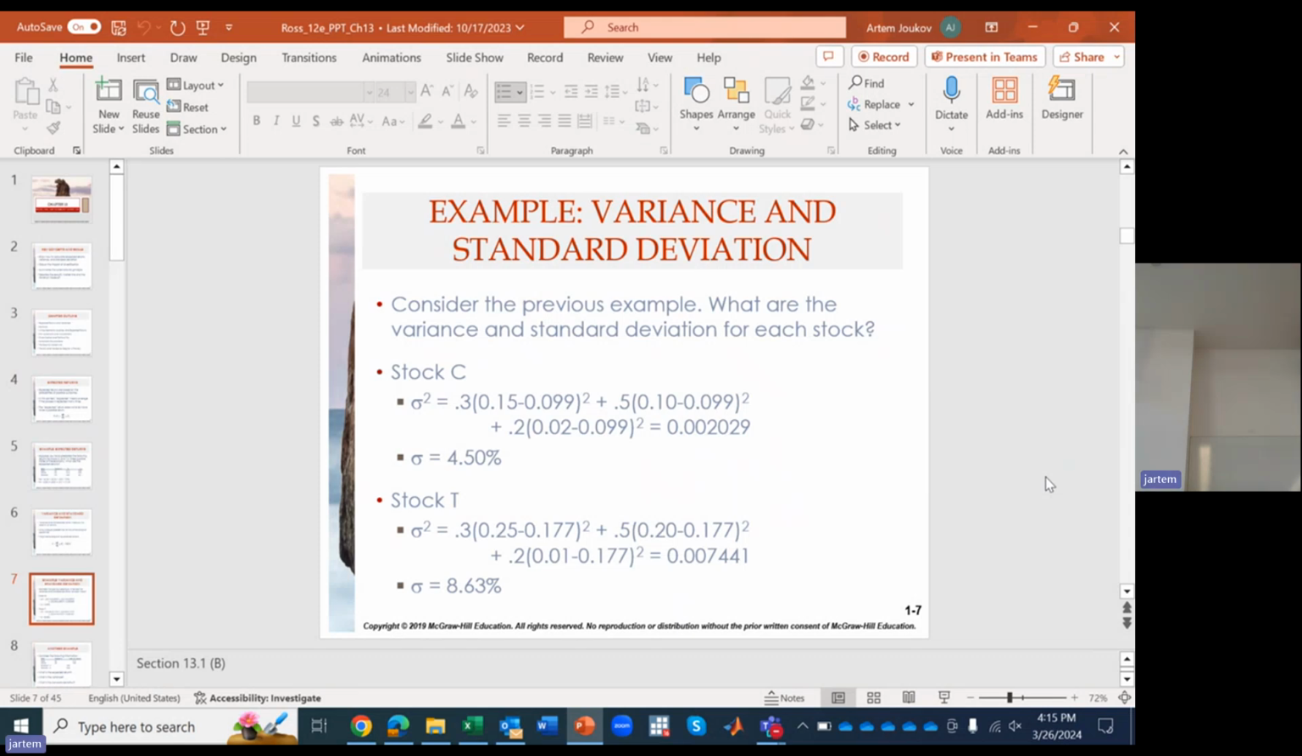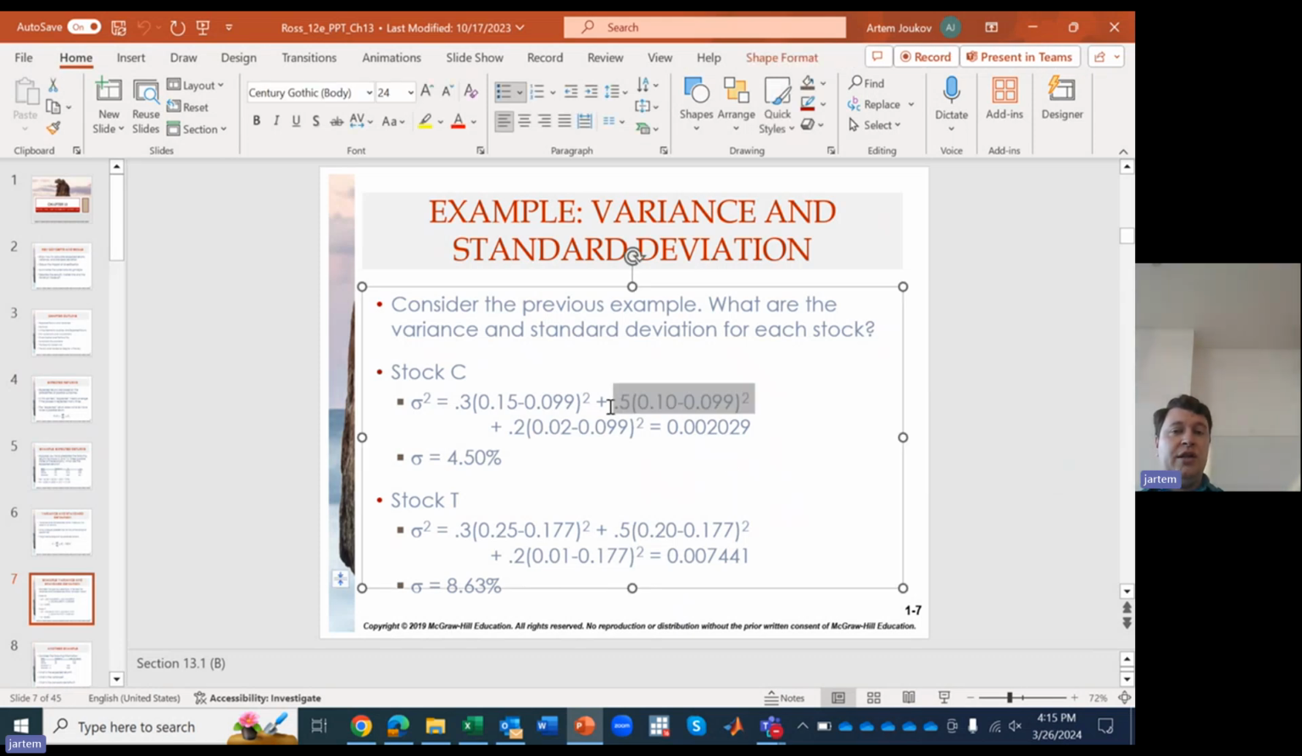This is the return in that particular state. This is the average return across all states, and then we square it. Okay, we do the same thing for the normal state. There's a 50% chance that it happens, so we multiply by 0.5. Then we take this 10% return and we subtract the average return across all states, and then we square it. And then we do the same thing for recession.